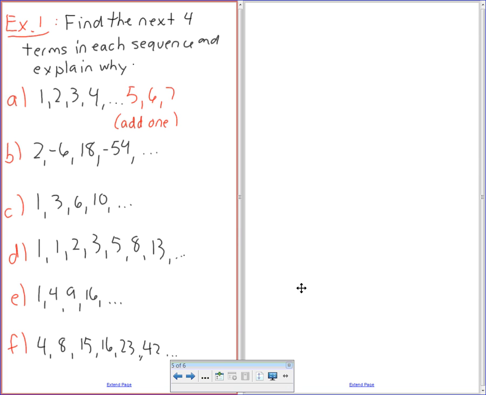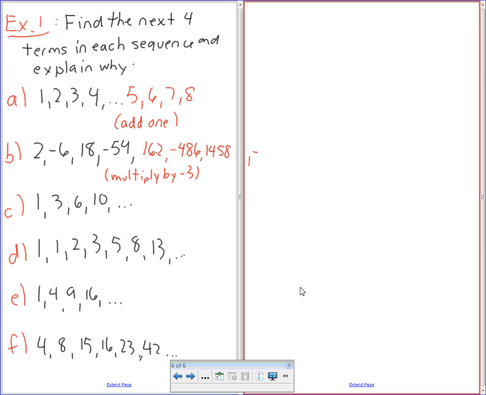The next one. Go ahead. Multiply by negative. Good. So this is a multiplying one. You get the numbers here, 162, and then negative 486, 1458, negative 4,374. Those are big numbers. Now, remember you get to use your calculator in this class, right? So I'm not worried about multiplying big numbers here.